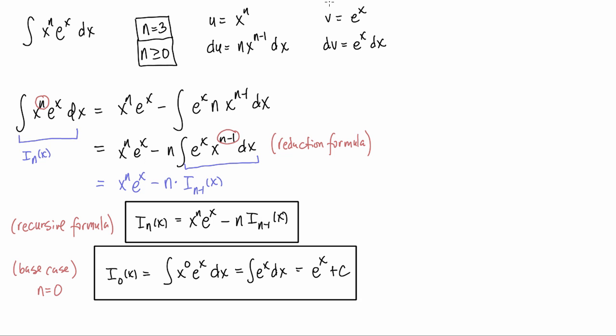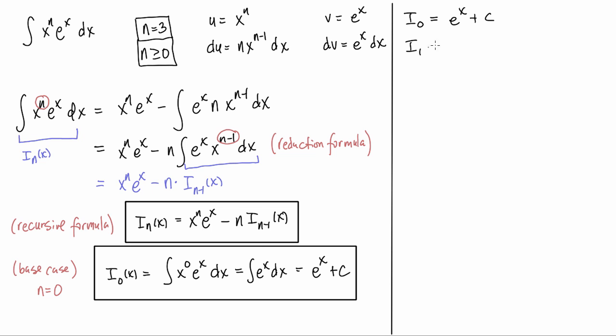If you put those two things together, you can accomplish any higher order by starting with the base case and using the recursive formula to get the next one in line. So I said before that I really am interested in I3. And so since I'm interested in I3, let me outline the process here that you would take to get there. You start with the base case, which is e to the x plus c.